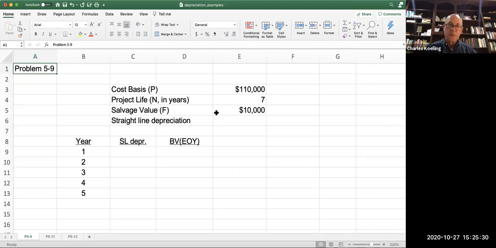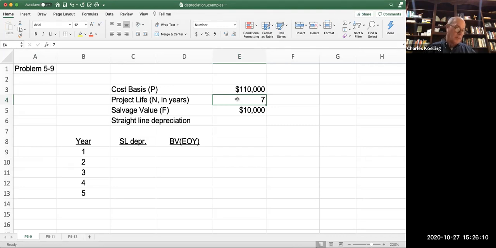A piece of equipment is purchased for $110,000. That's P, the cost basis, $110,000. And has an estimated salvage value of $10,000 at the end of the recovery period. That's F. Prepare a depreciation schedule for the piece of equipment using the straight line method, which we will use, with a recovery period of 7 years. There's N, the recovery period is 7 years.